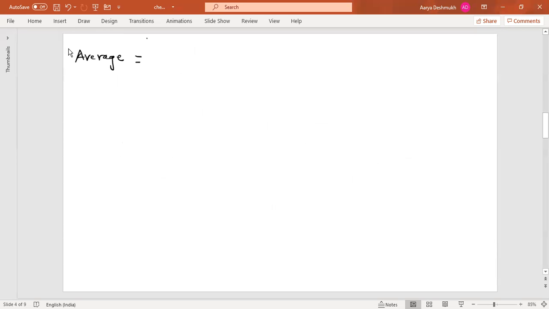So I'll write the reaction again. Twice N2O5 getting converted into 4NO2, 4 moles of NO2, and 1 mole of oxygen is formed. Okay, so the average rate will be equal to minus half of the change in concentration of N2O5.